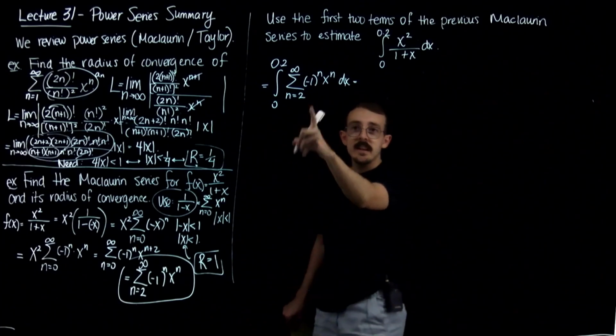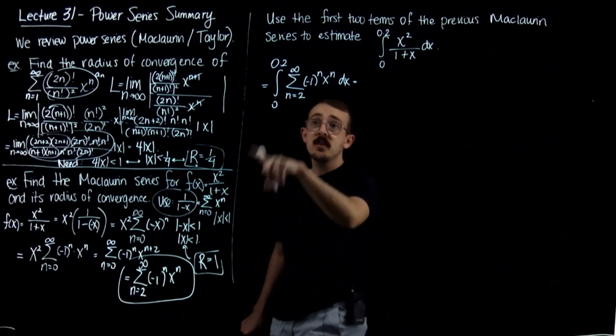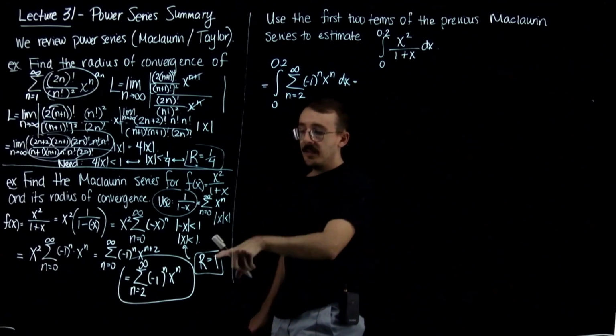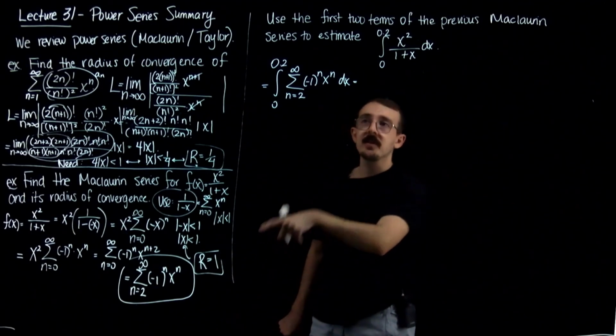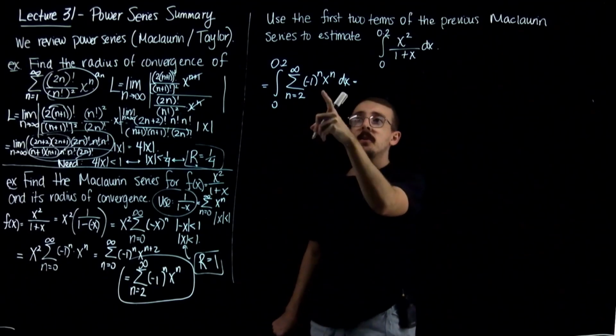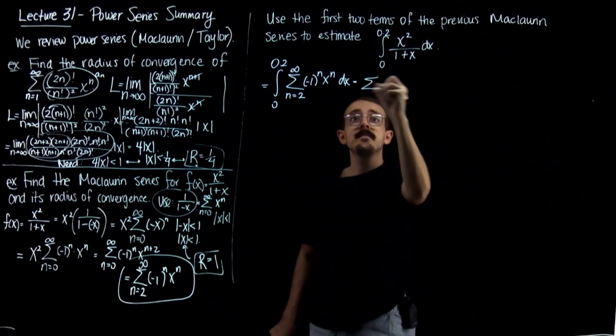And I'm going to integrate this. Notice I'm within the interval of convergence. I'm going from 0 to 0.2, which is well within the 0 to 1 part of my interval of convergence. So then I can integrate term by term, and I'm going to get the summation from n equals 2 to infinity.